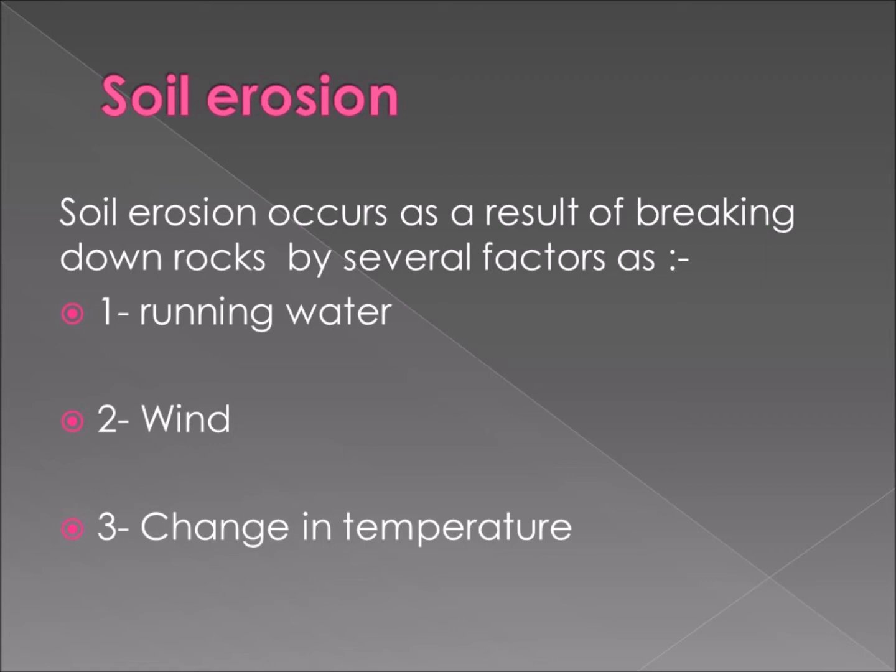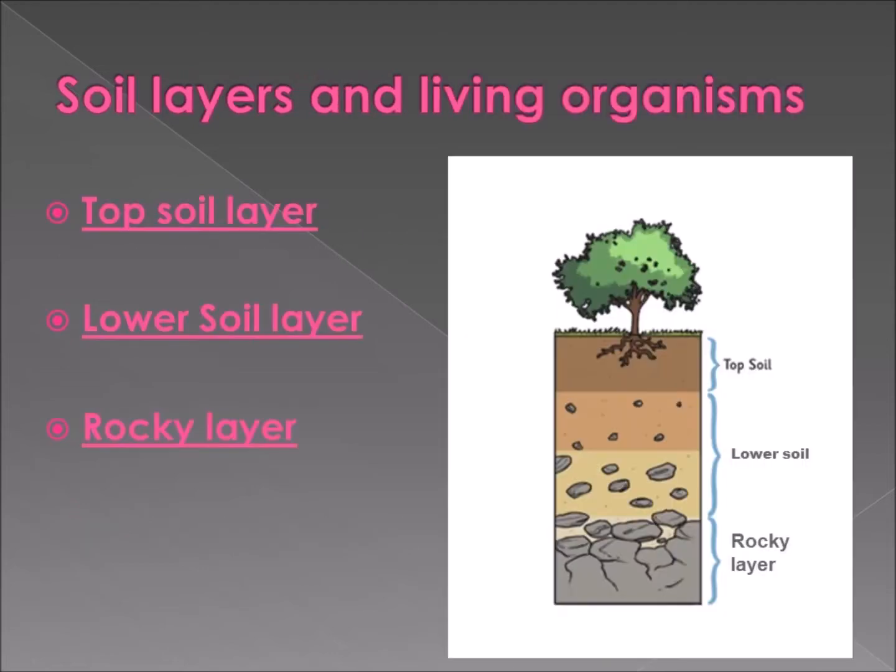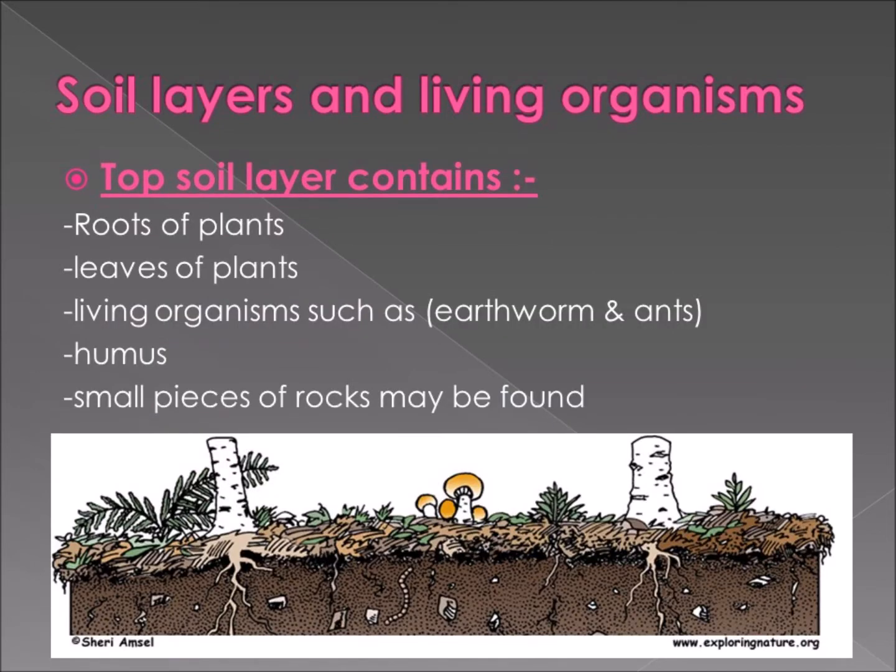Let's start the fourth point, which is soil layers and living organisms. We have three layers of the soil: topsoil layer, lower soil layer, and rocky layer. You can see them on the picture. Let's start with the topsoil layer. The topsoil layer contains many things, like the roots of the plant. If you have a plant, we all know that every plant has roots in the soil.